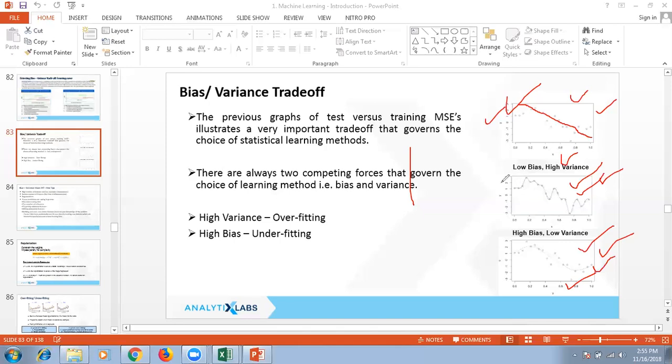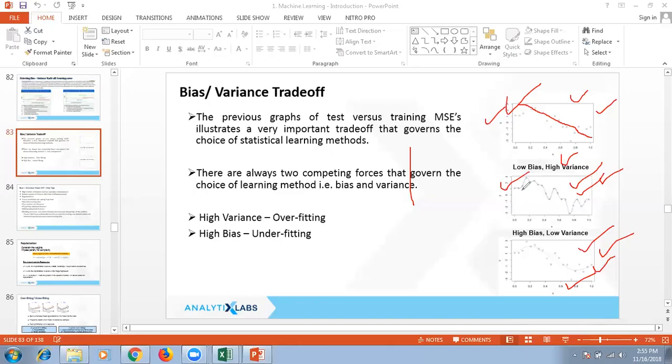And this is the best fit, right? If there is no error, in this case, is there any error? Because for every value you are predicting exactly, right? In this case, is there any error? With high variance, it leads to overfitting.